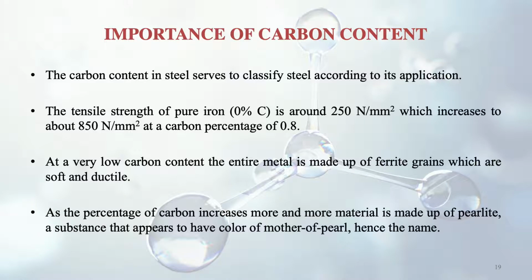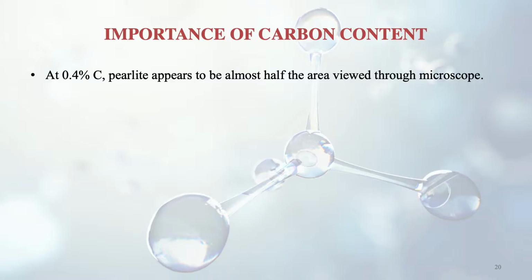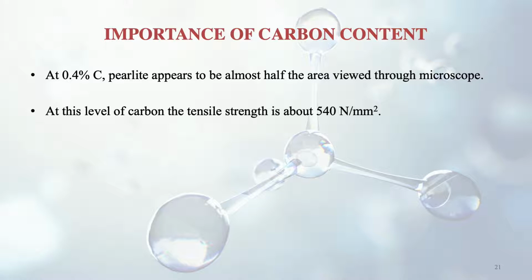As the percentage of carbon increases more and more, the material is made up of perlite. This is another substance, a different one. It is a mixture of ferrite and cementite. And why is its name perlite? Because it's a substance that appears to have the color of mother of pearl, hence its name perlite. So now we see that at about 0.4% of carbon in steel, perlite appears to be almost half the area viewed through the microscope. At this level of carbon, the tensile strength is about 540 to 550 Newton per millimeter square.